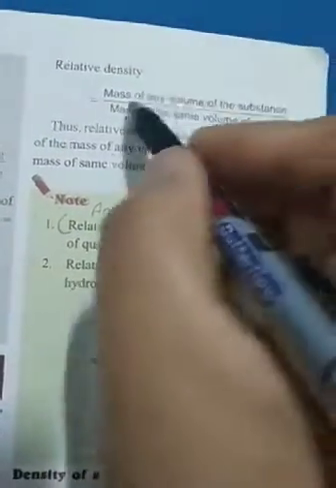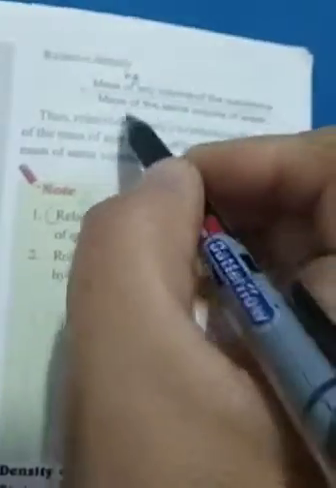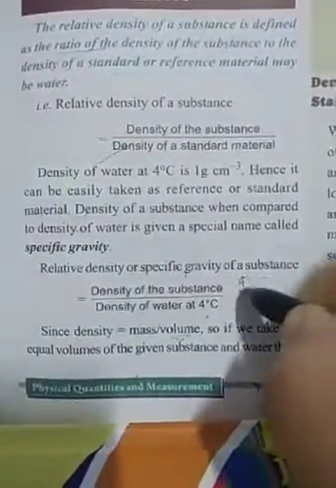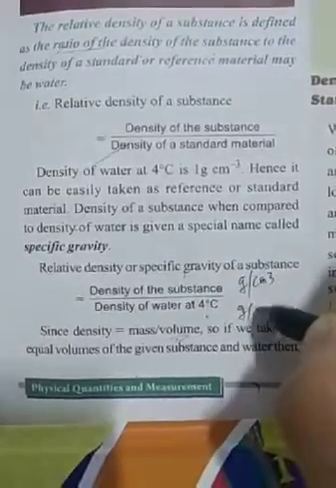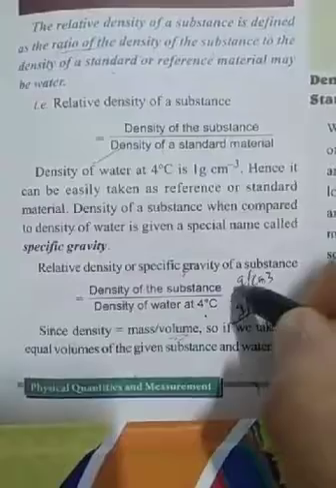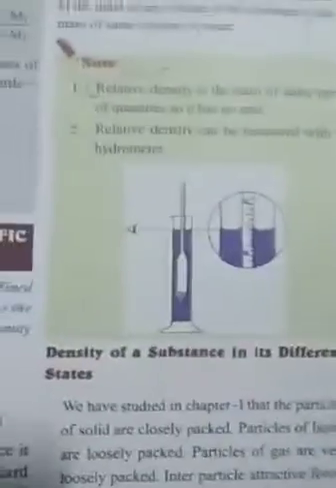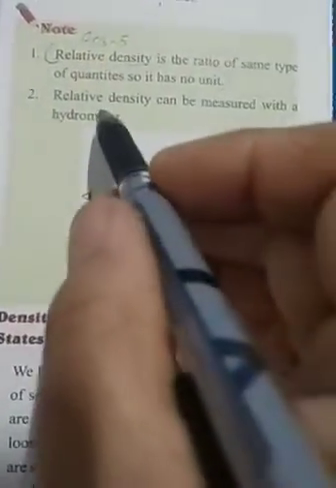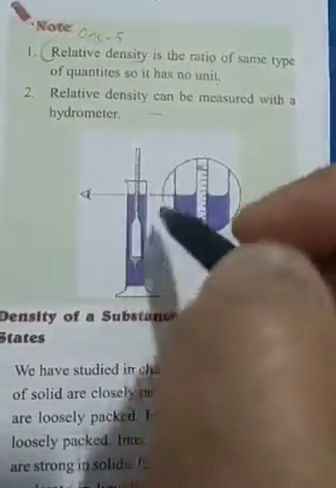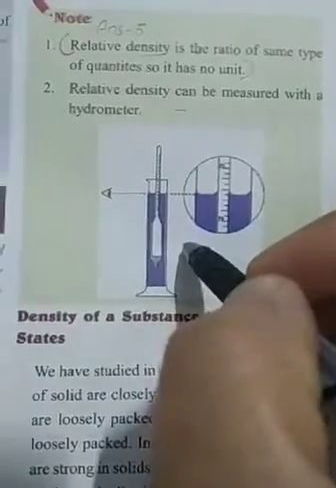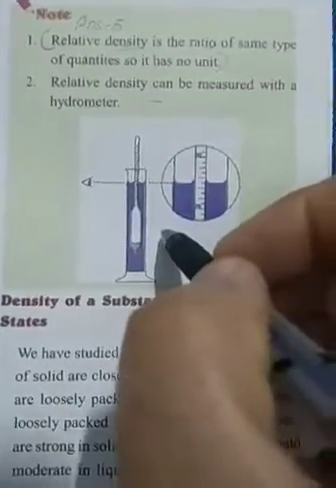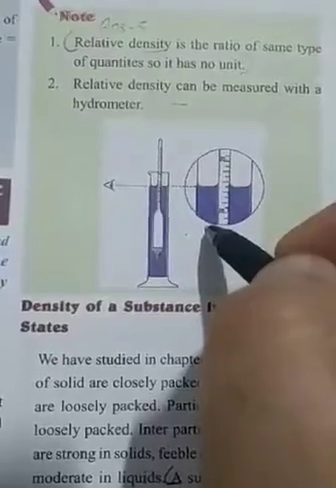So the units: mass is measured in kilogram, so it has no units. Or density is measured in gram per cubic centimeter. Here it is gram per cubic centimeter, so the same unit will be cancelled. So relative density has no units. And relative density can be measured with the help of an instrument known as a hydrometer. So this is all about relative density and specific gravity.